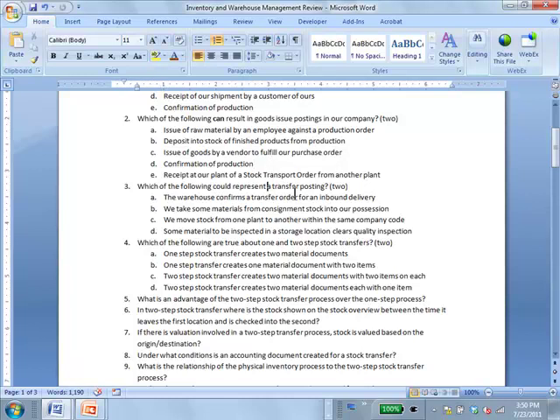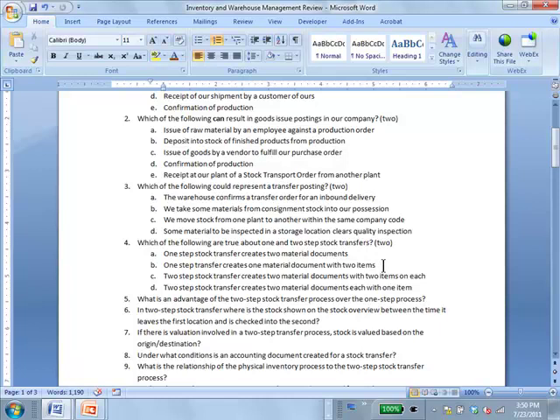Okay, so question number 3, which of the following could represent a transfer posting? BD. We take some materials from consignment to our possession. So it's consignment to warehouse, and this is stock in quality inspection to unrestricted use stock. Okay, so materials are not moving. Yes. Okay, so BD. 4, which of the following are true about 1 and 2 step transfers?